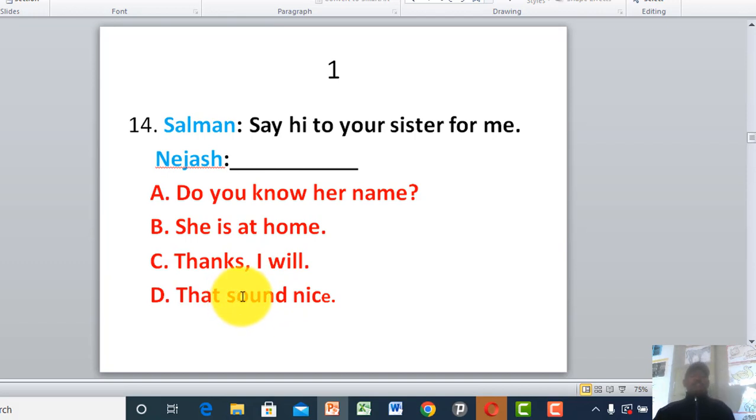That sounds nice. Is it a kind of invitation? So these expressions are true. B is not true and A is not true. Thank you, I will. Or thank you, I certainly will. He convinces, stage, which is greeting. So the right word is here.